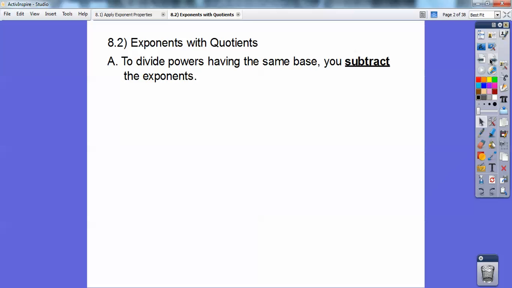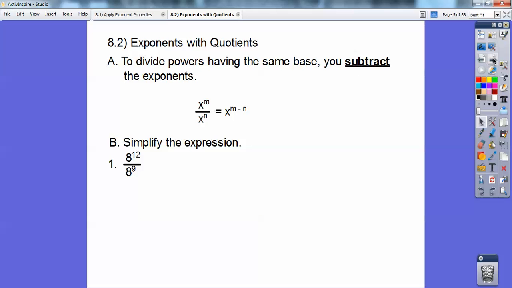So to divide powers that have the same base, you subtract the exponents. For example, x to the m over x to the n. These have to be the same bases to do this. You just subtract the exponents. It's x to the m minus n. So let's try some of these, you guys.